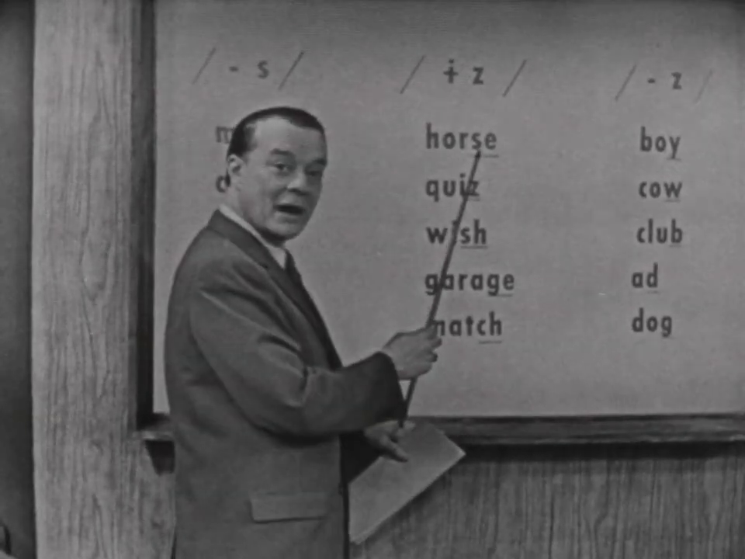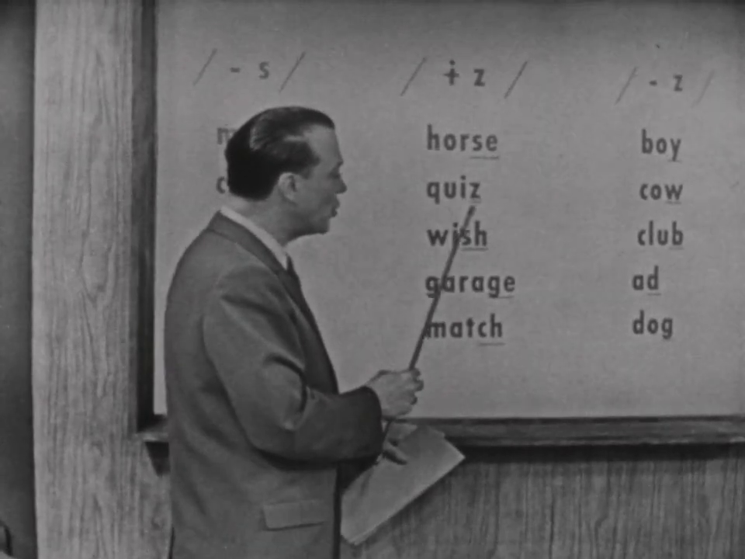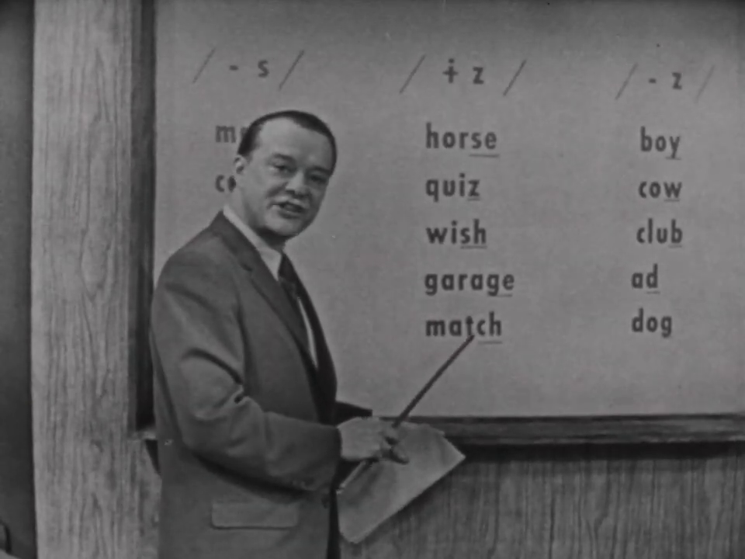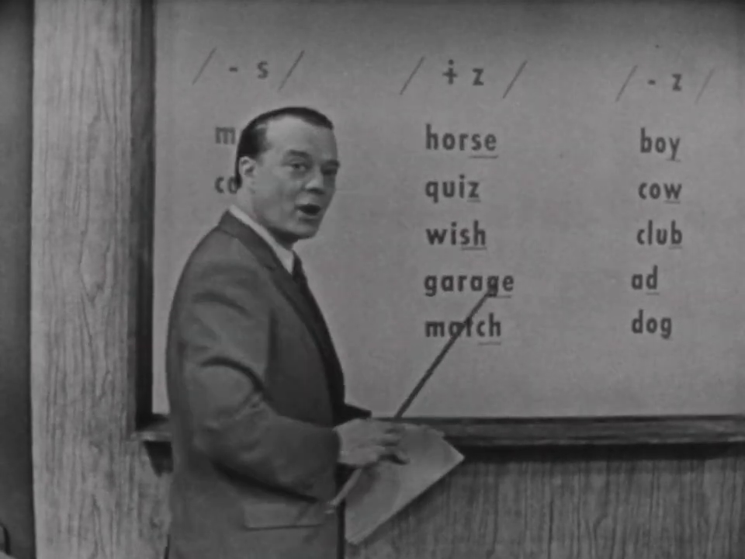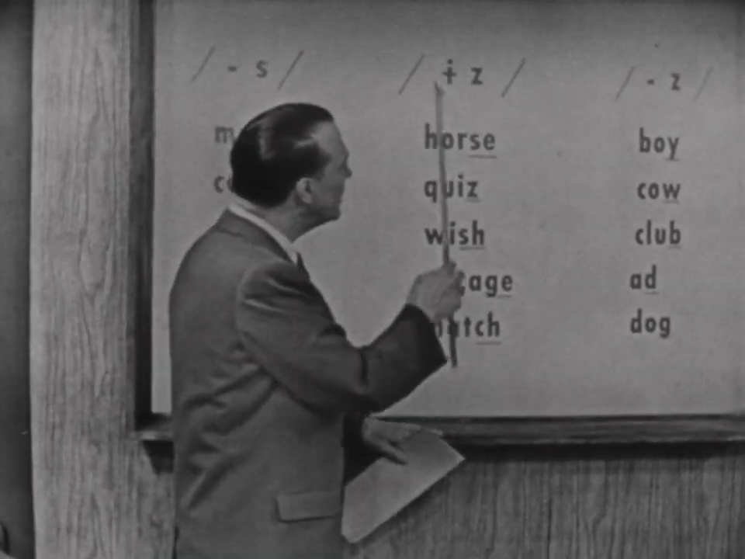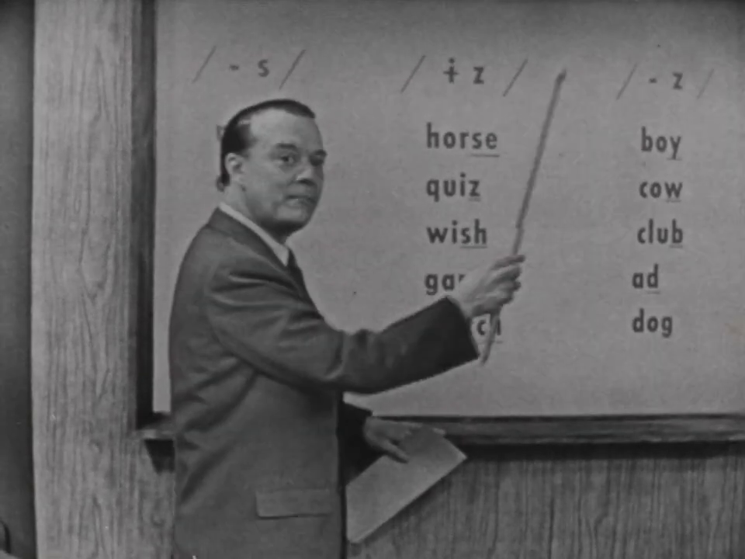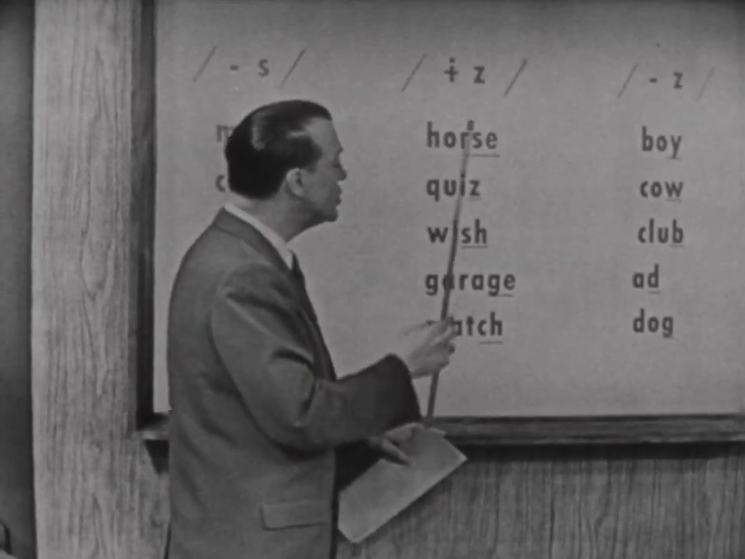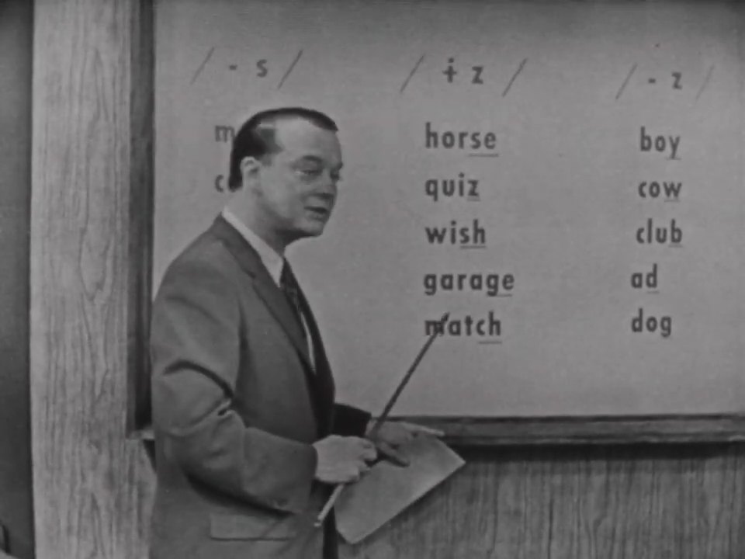Notice that when I have a spirant like horse, z, quiz, sh, wish, j, garage, or an affricate like match, this is going to demand a barred IZ. The regular recurring allomorph of the big Z1 plural morpheme is now going to be barred IZ. Two horses, two quizzes, two wishes, two garages, two matches.